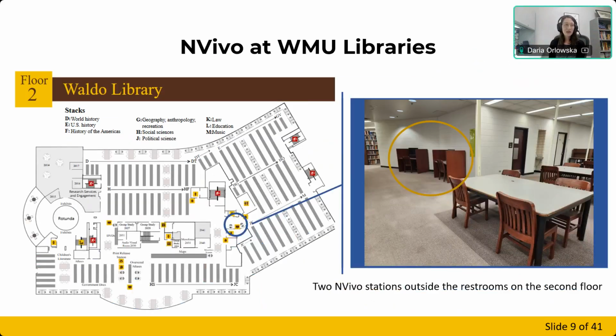So NVivo is located on the 2nd floor. There's 2 stations right outside the restrooms. You can see I've included a map on the left-hand side of the screen and then a picture circling those 2 stations. They have a piece of paper as you approach next to the monitors saying this is an NVivo station. So feel free to come visit us at the libraries and check those out if that's something that you would like to do.